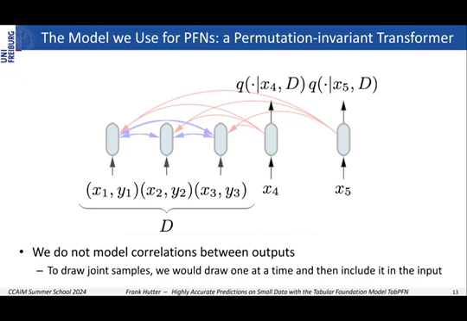You can draw joint samples as well. You could draw the y4 given the x4 from this distribution, throw it into your data set, then draw the y5 for x5, and do this 100,000 times, and you would get a joint distribution over x4, x5. But it's slow, and that's not what's done in the model typically.